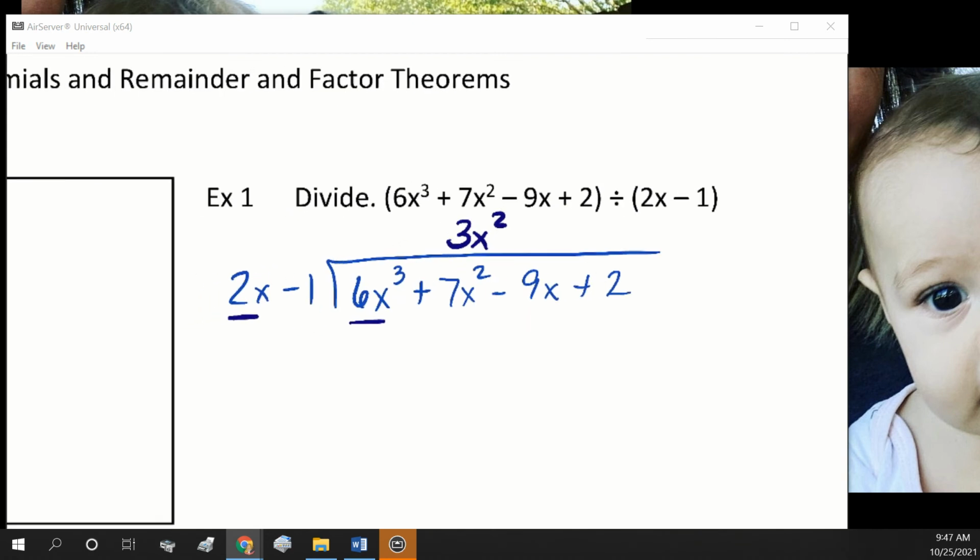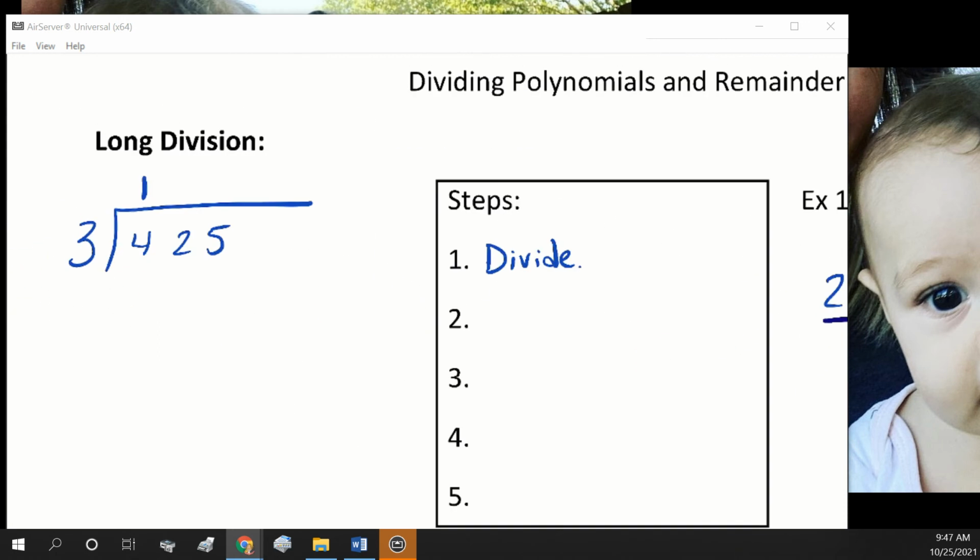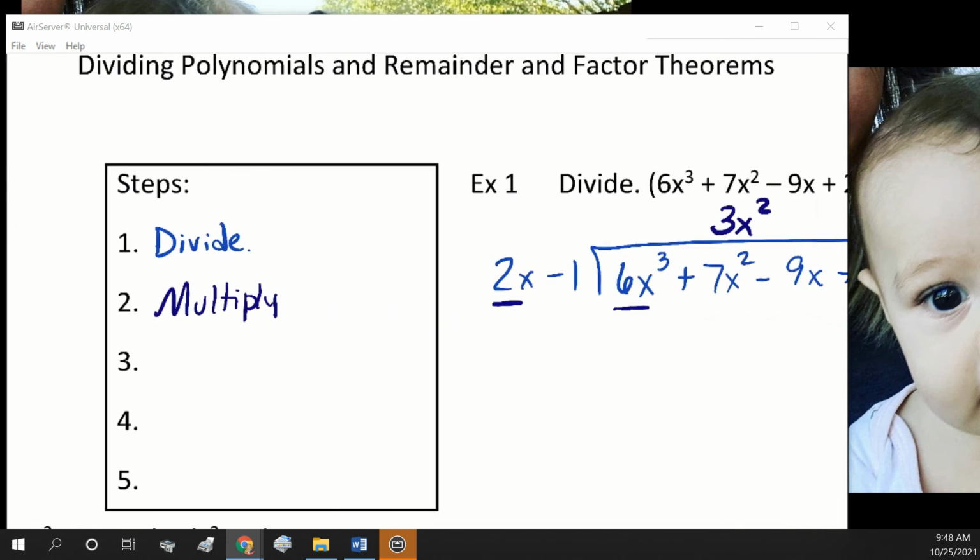All right, let's go back to our numbers one. So after you get that 1 on the top, what do you do next? You have to do something before you subtract. Multiply. So 1 times 3 is 3. All right, so we're going to do that on this side also.